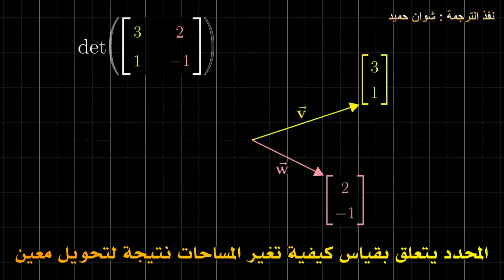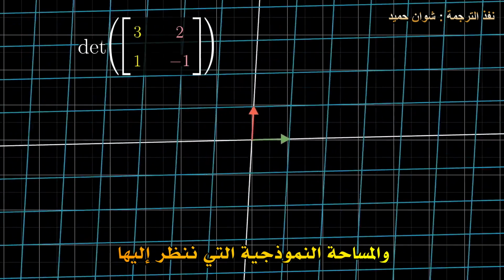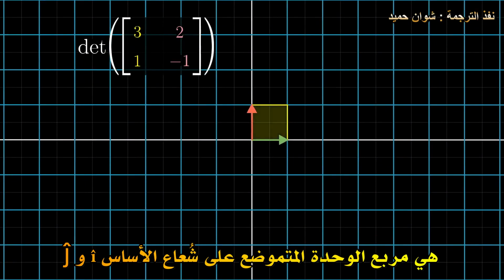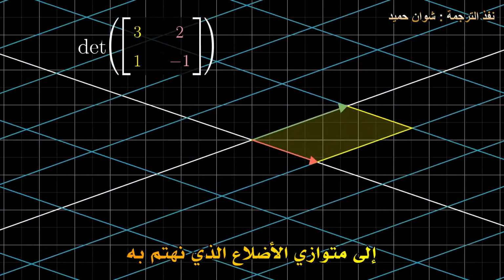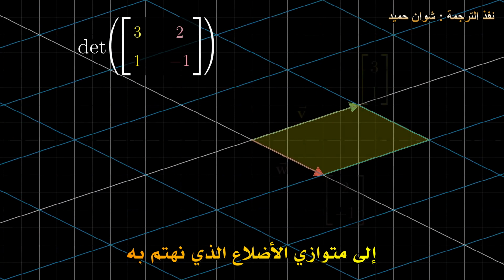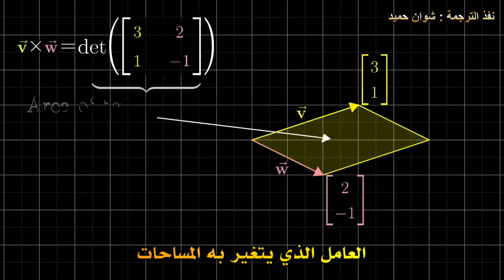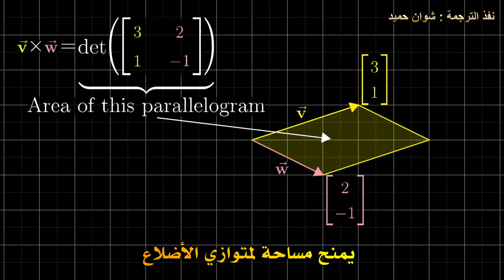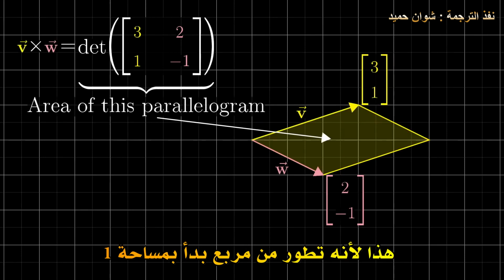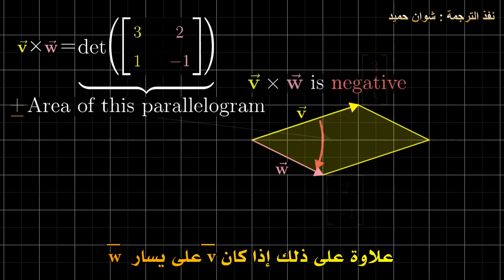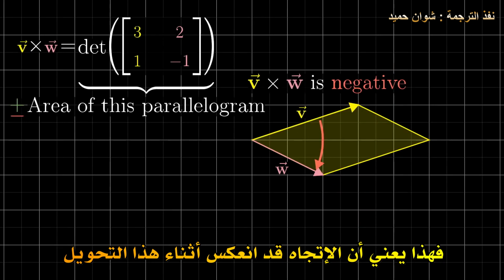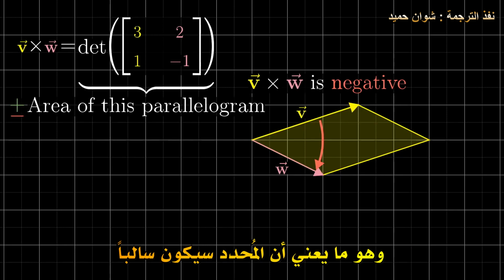The determinant is all about measuring how areas change due to a transformation, and the prototypical area that we look at is the unit square resting on i hat and j hat. After the transformation, that square gets turned into the parallelogram that we care about. So the determinant, which generally measures the factor by which areas are changed, gives the area of this parallelogram, since it evolved from a square that started with area 1. What's more, if v is on the left of w, it means that orientation was flipped during that transformation, which is what it means for the determinant to be negative.